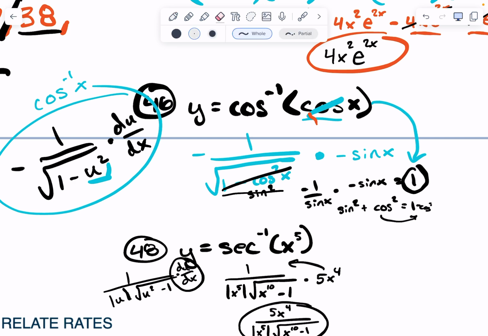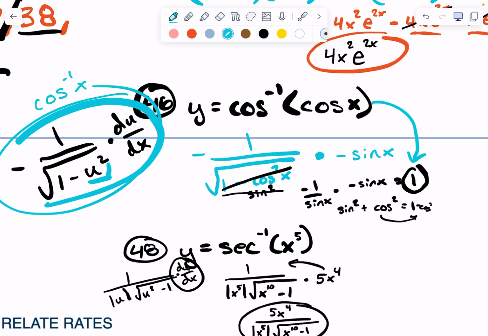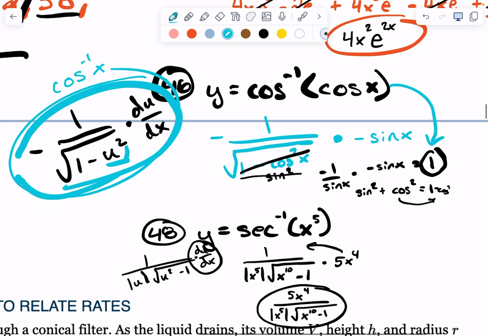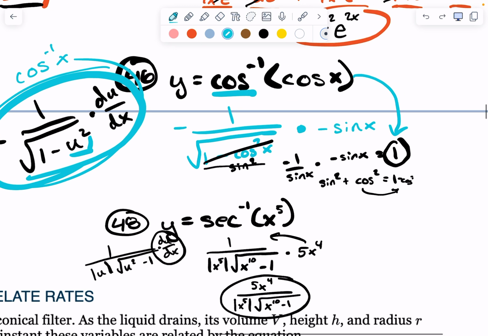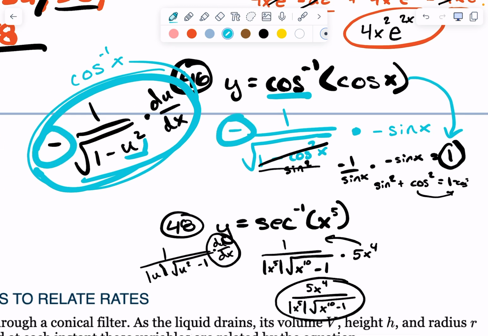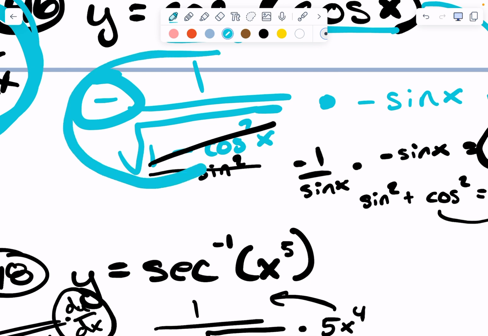Okay, now this one, I'm going to get rid of some of this stuff here. Okay, so this was the rule for the derivative of inverse cosine, right? So we did inverse cosine, and then the u part is going to be just the stuff that's underneath. So we did negative, right here, 1 over the square root of 1 minus u squared, which is cosine squared. So that's what we have right here in the blue, times the derivative of the u part, which is negative sine. So we've got this blue piece going on right here.